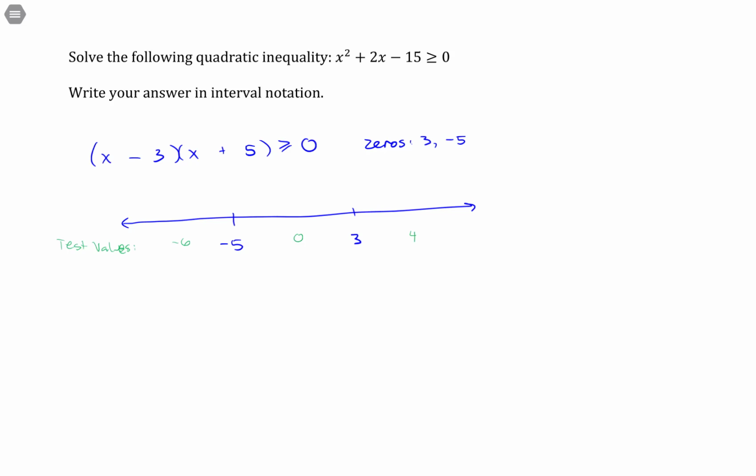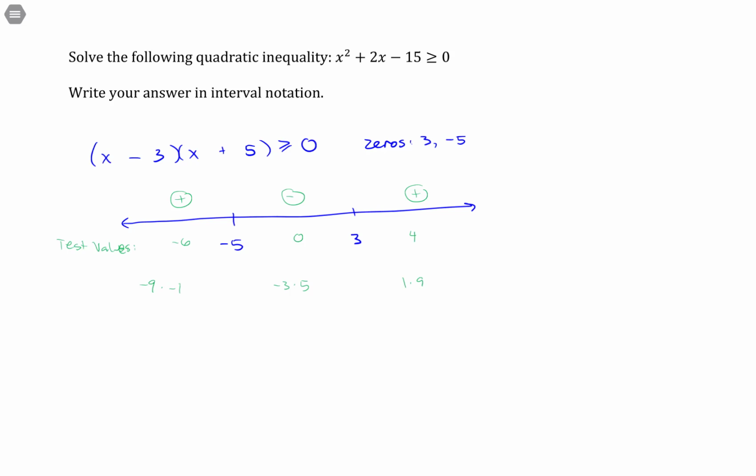So if I take negative 6 and plug it into my quadratic, negative 6 minus 3 is negative 9. Negative 6 plus 5 is negative 1. So a negative times a negative results in a positive answer. Then 0 minus 3 is negative 3. 0 plus 5 is 5. That results in a negative value. Plugging 4 into my polynomial, 4 minus 3 is 1. 4 plus 5 is 9. A positive times a positive gives a positive answer.